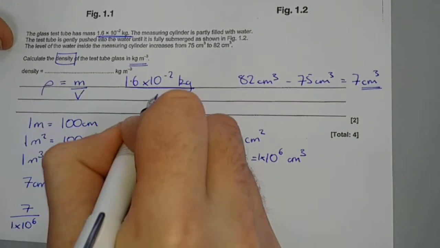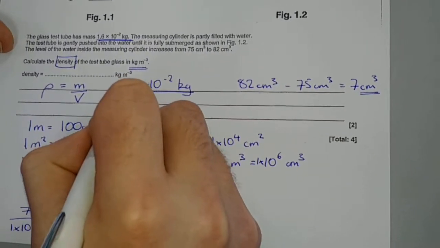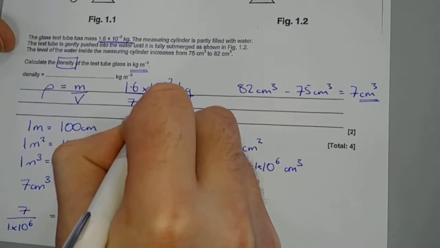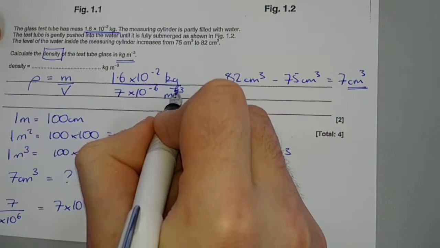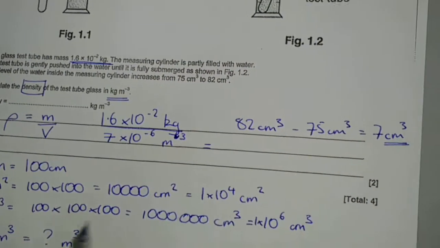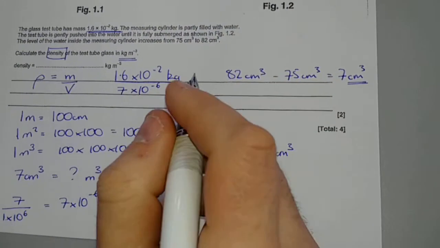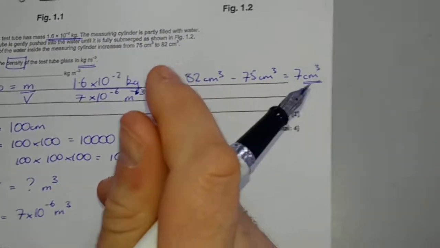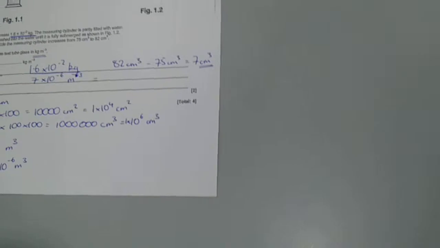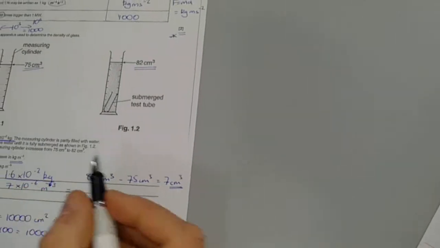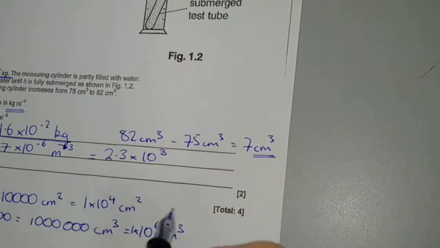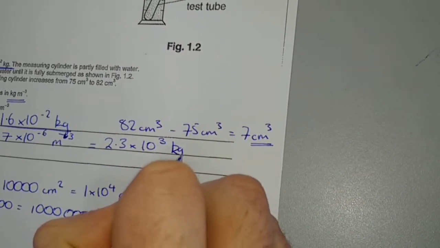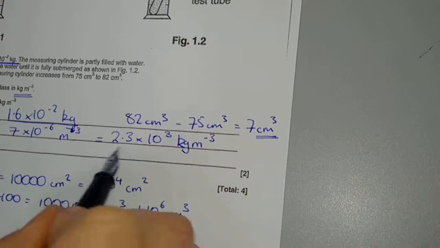I'd got the mass already, I was just waiting for the volume that I knew I had to convert. I can put that in now, 7 times 10 to the power of minus 6 metres cubed. I don't know why I put the minus sign there, apologies. And then I can work that out, just put it into my calculator and get an answer. The answer needs to be given in standard form, which is quite important, and I should find that it's 2.3 times 10 to the power of 3 kilograms per metre cubed. Now, I have put that in standard form.